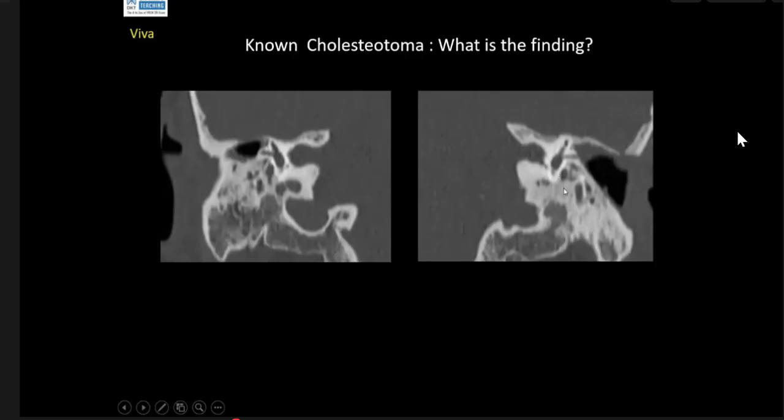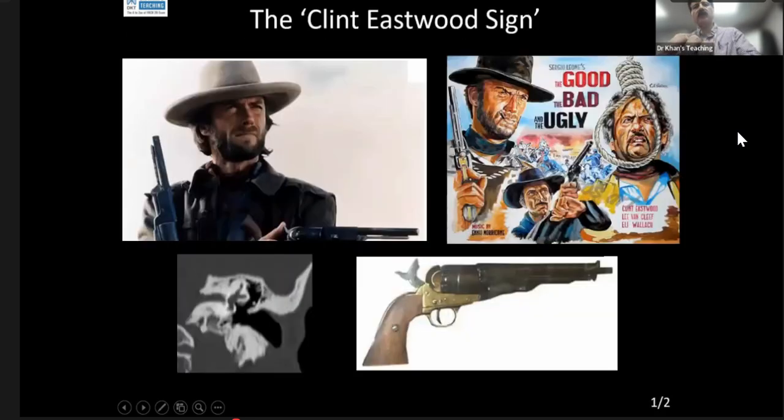I can see that the lateral wall of the lateral semicircular canal has been eroded. So I'd call this lateral semicircular canal dehiscence. Excellent, well done. So this is a favorite, and you have to develop your eyes.